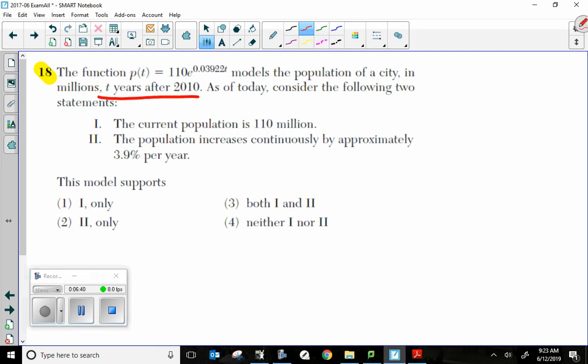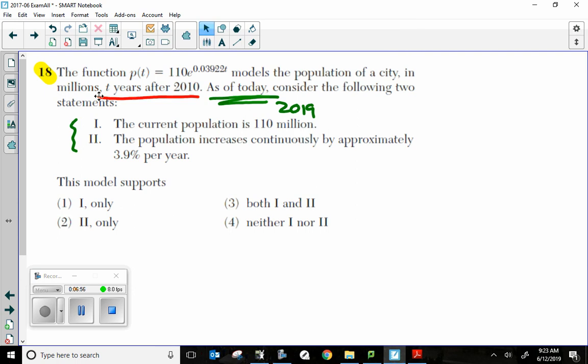Or excuse me, t years after 2010. Yeah, this is the year 2019. As of today, meaning in 2019, consider the following two options here. The current population is 110 million, or the population increases continuously by approximately 3.9% per year.